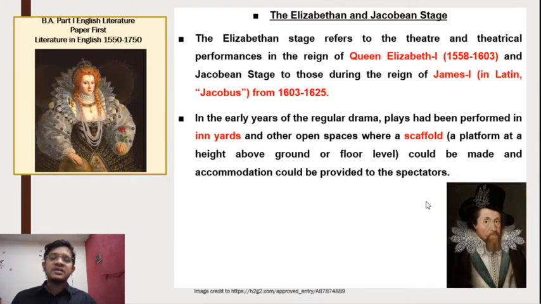In the early years of the regular drama, plays had been performed in inn-yards and other open spaces, where a scaffold, which means a platform at a height above ground or floor level, could be made and accommodations could be provided to the spectators. Here are the images of Queen Elizabeth I and King James I.